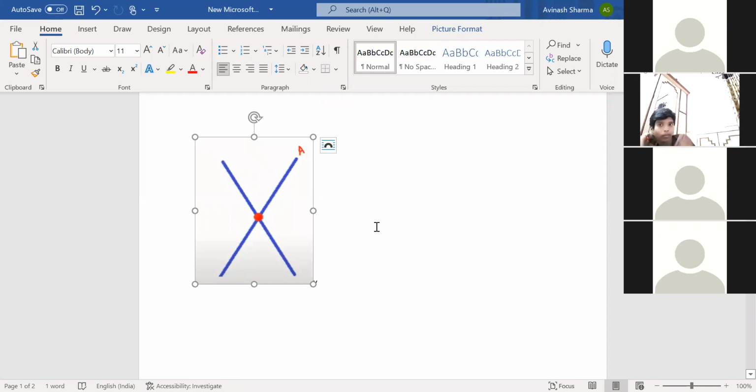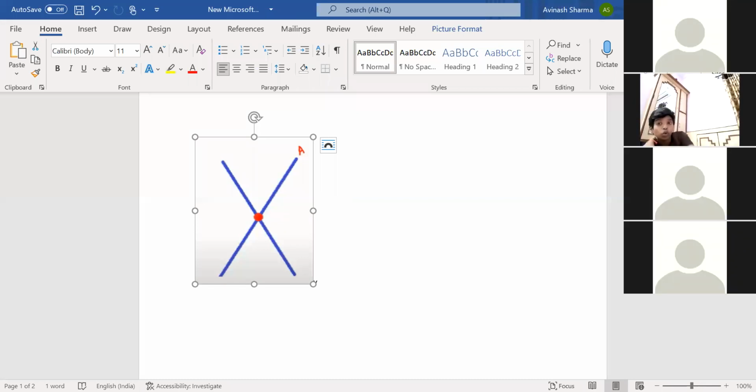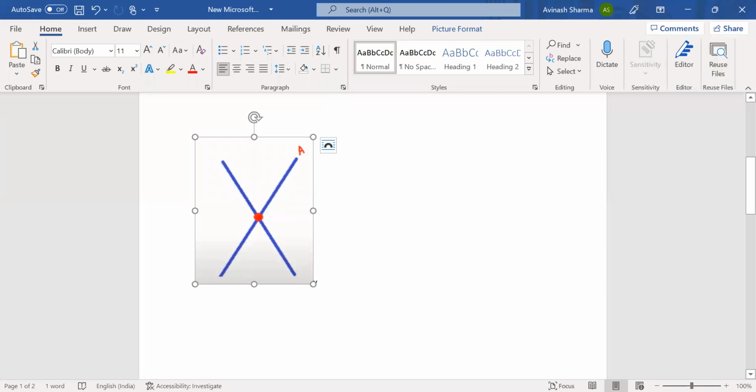Ma'am, for this cross, the degree of rotation would be how much? Yes, go ahead, tell me. Yes, ma'am, it would be 1, 2, 3, 4. Not 4, no. Not 360. Ma'am, it's 2. Yes, it is 2. The degree of symmetry would be 2.